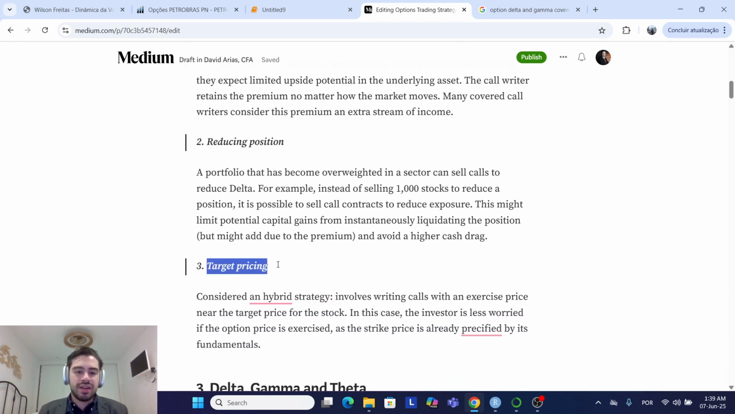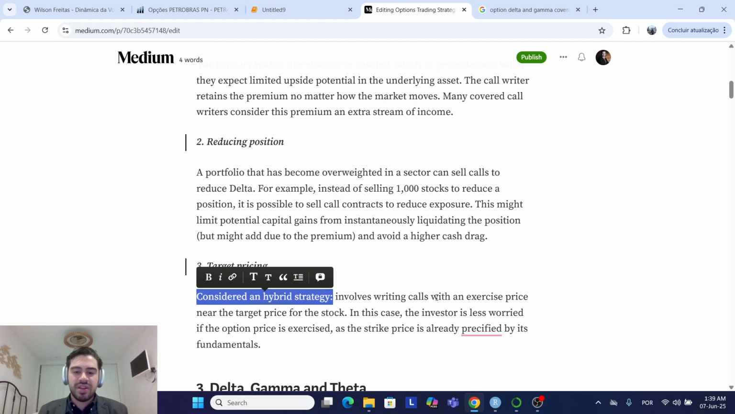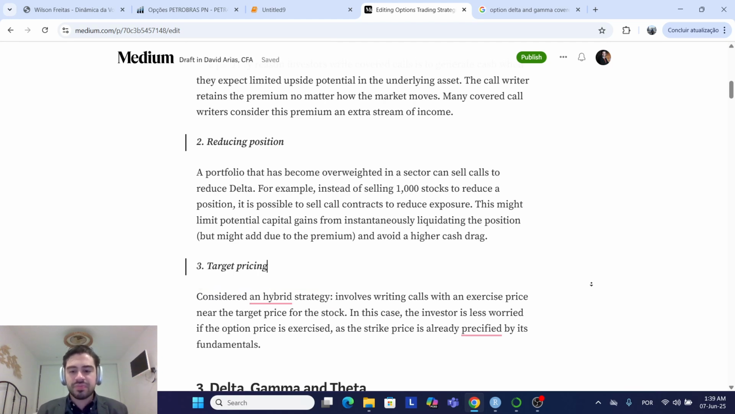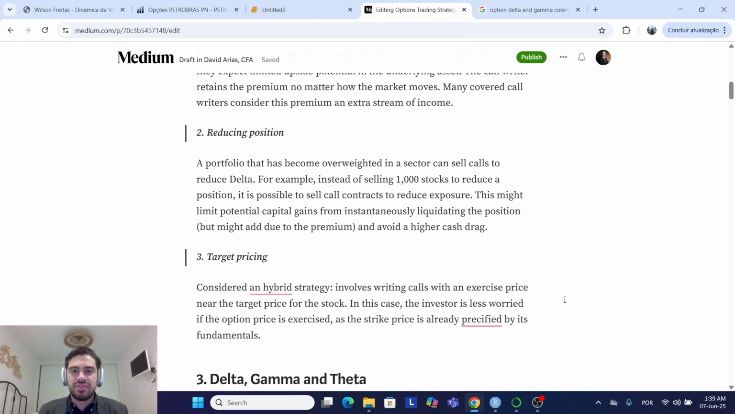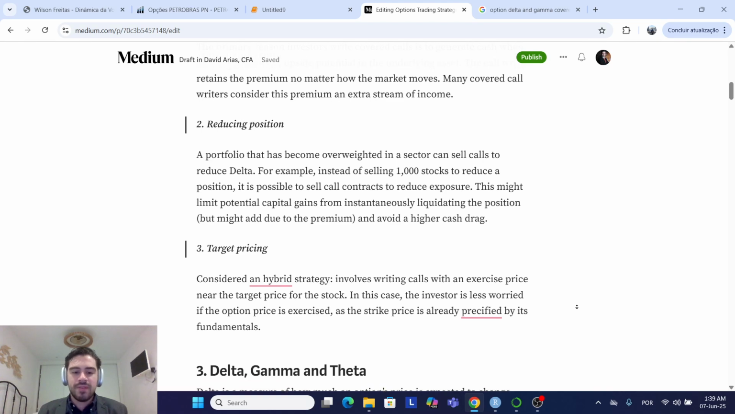And lastly, target pricing, which is considered a hybrid strategy. So imagine that I'm an investor and buy a stock. I bought a stock for 30 reais, but I have my fundamentals, and I think that the stock is worth 35. So I just sell a call with an exercise price of 35. So I won't mind if the call is exercised because I sold it for the price that is worthy.